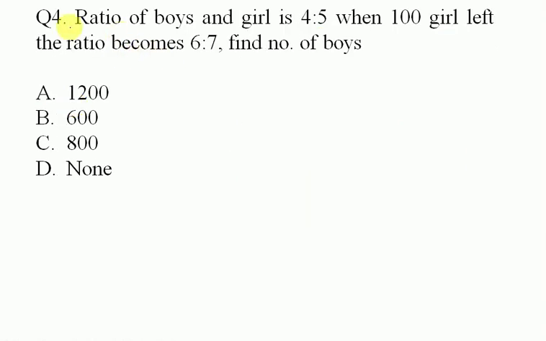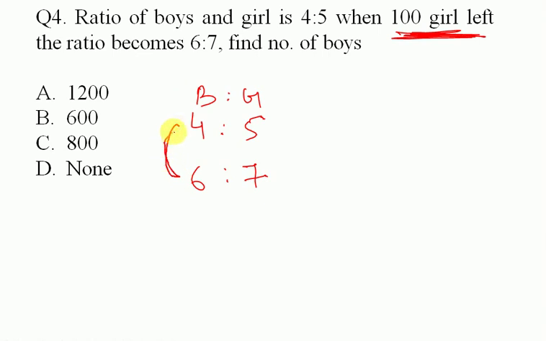Next question. The ratio of boys and girls is 4:5. So can I say that the ratio of boys and girls is equal to 4:5? When 100 girls left, the ratio will become 6:7. Find the number of boys. Again, because of 100 girls I am getting the change. That means the number of boys should be constant. But this is not constant. So how will I make this constant or the same? By multiplying this with 3 and this with 2.